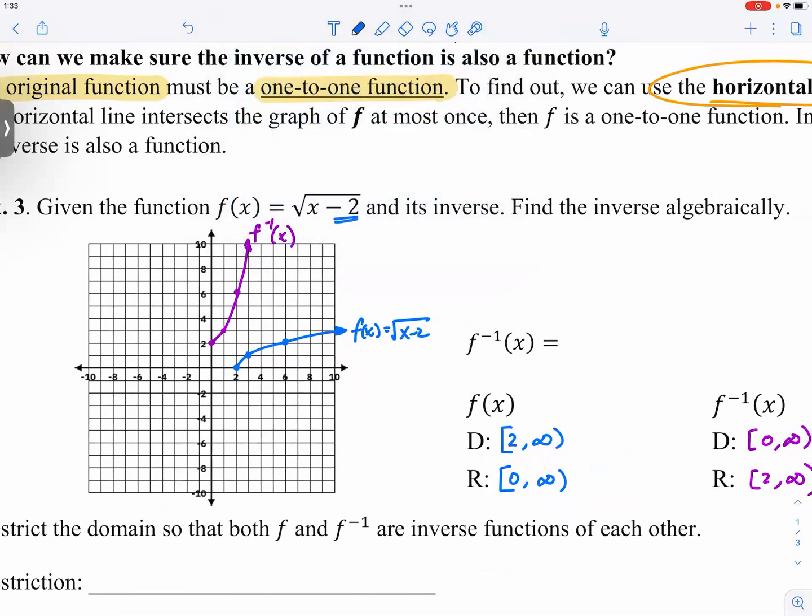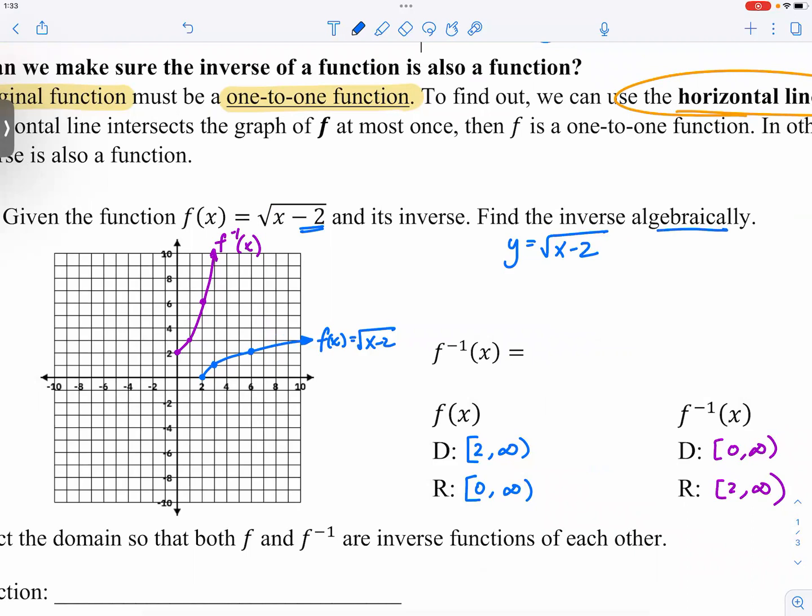All right, so y equals the square root of x minus 2. To find the inverse algebraically, we will go ahead and swap the x and y. And then we'll square both sides to get rid of the square root. And then we have x squared plus 2 equal to y. So our inverse is x squared plus 2.